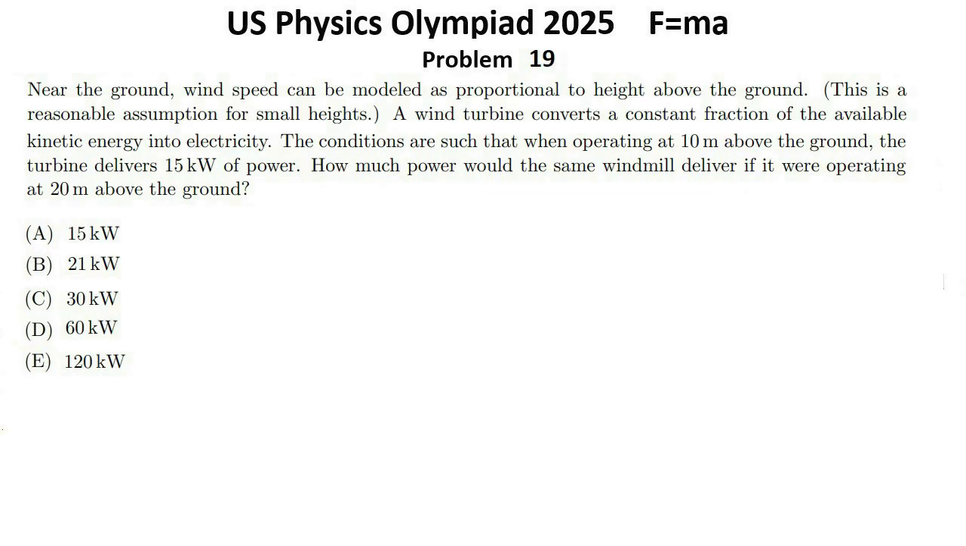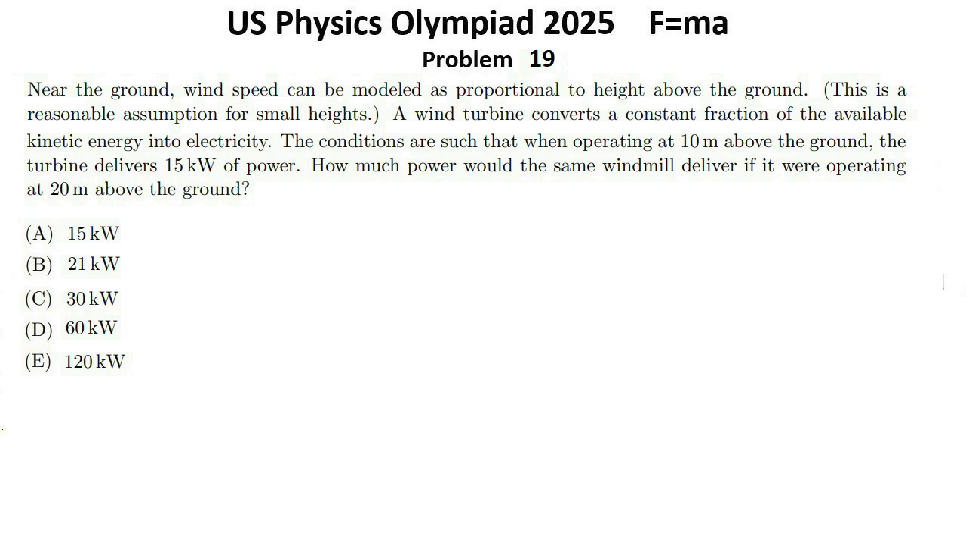Problem 19. Near the ground, wind speed can be modeled as proportional to height above the ground. This is a reasonable assumption for small heights. A wind turbine converts a constant fraction of the available kinetic energy into electricity. The conditions are such that when operating at 10 meters above the ground, the turbine delivers 15 kilowatts of power. How much power would the same windmill deliver if it were operating at 20 meters above the ground?